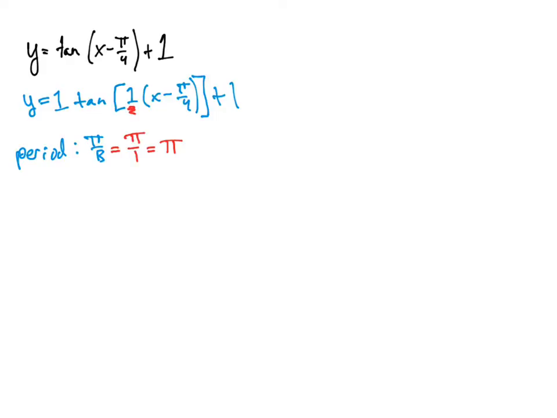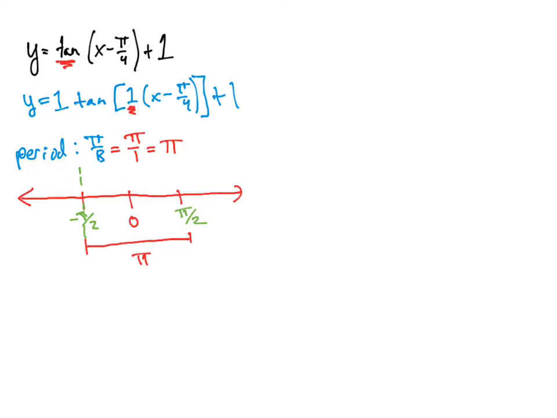Now once we know the period length, I like to plot this out on a number line. Because this is a tangent graph, the period straddles 0. So 0 is here. Half the period is to the left of 0, half is to the right. Because the period has a length of pi, this distance right here is pi. That means this value on the x-axis is negative pi over 2, and this value is pi over 2. So the asymptotes are going to be at these values.